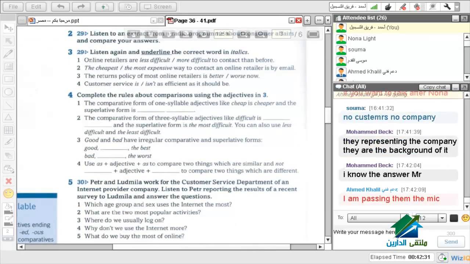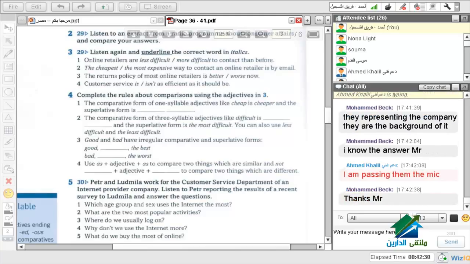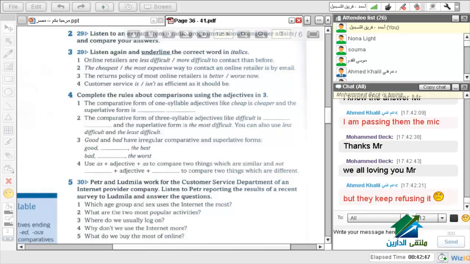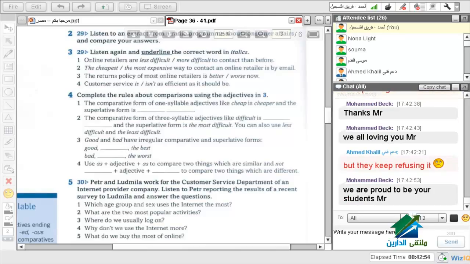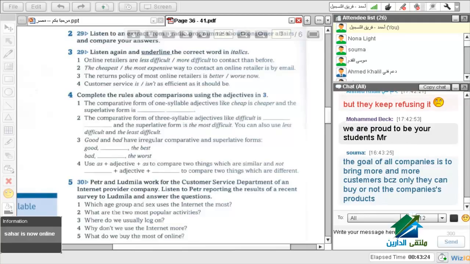Mohammed Bek, always a good student of mine, so I am sure that you know the answer. Okay, well, who's coming? Thank you, Bek. Thank you, Muhammad. But they keep refusing it. You are refusing the mic. You guys still feel shy to speak English. If you keep doing this every time, I'm telling you, there's no chance to speak English if you feel shy. Never mind. Everyone can make mistakes. Even me, I make mistakes. But just get the chance and start speaking English.